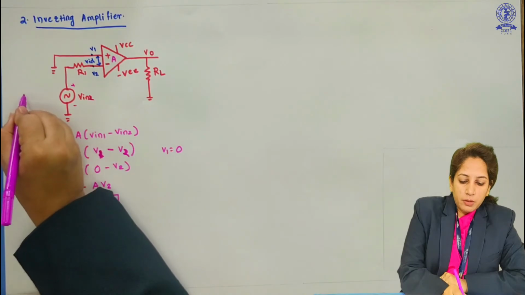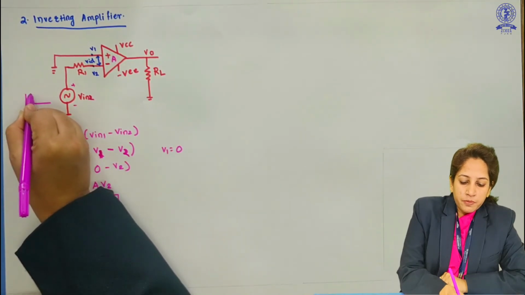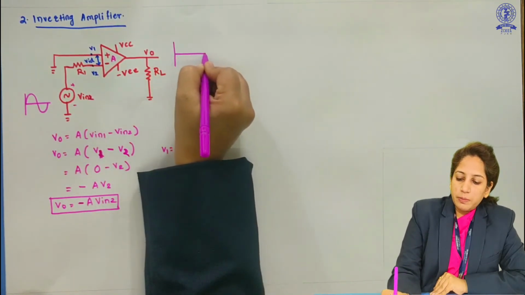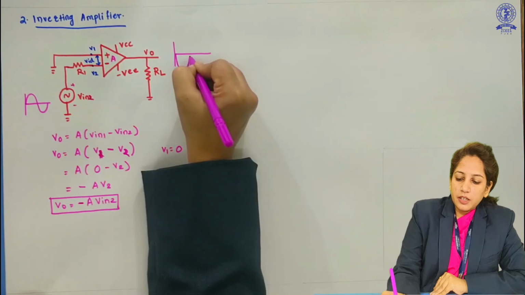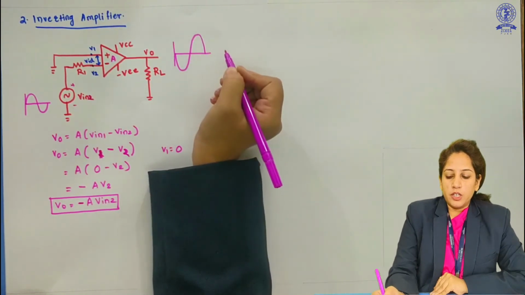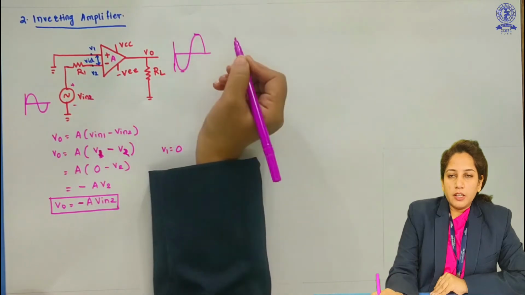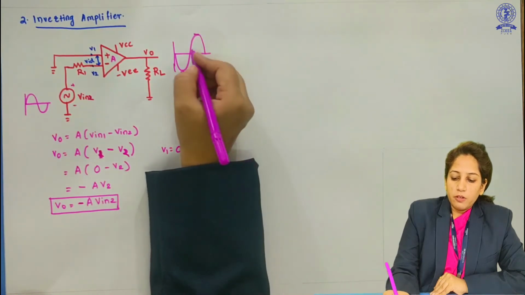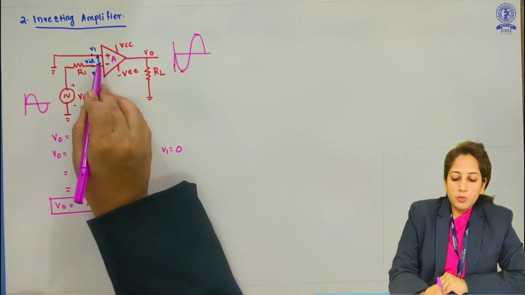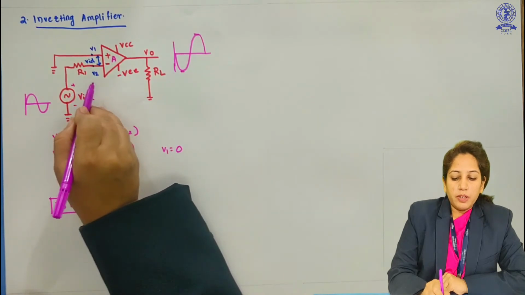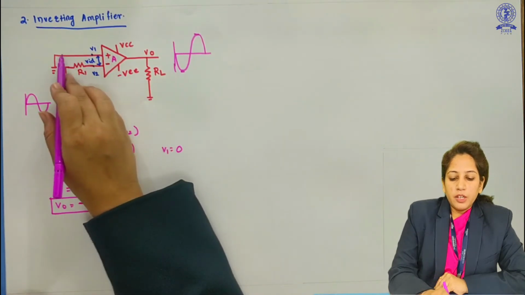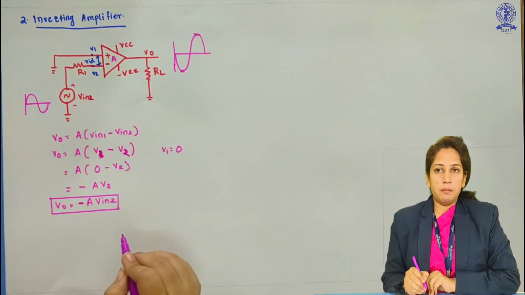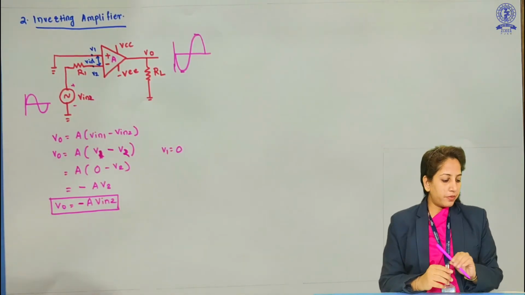Suppose I apply any type of wave here, a sine wave for example. At the output side it will be amplified but 180 out of phase. So the amplitude will be increased but the phase will be 180 out of phase, or inverted form. Why? Because there is more voltage on the V in 2 terminal, that is the inverting terminal, and V in 1 is 0. So in this way we have seen an inverting amplifier.